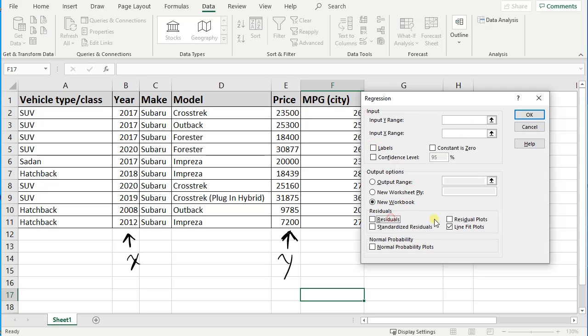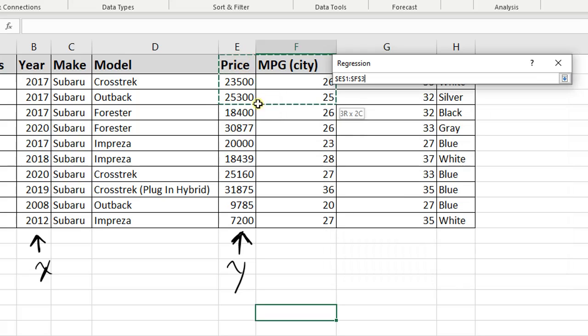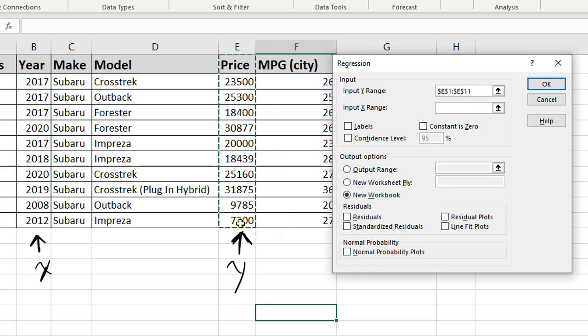Let's talk about this. The Y range is going to be the price. So I'm going to click on price, hold, drag it down until I get to the bottom, and then release the click. You see it says E1 to E11. Good, that's where it's located.